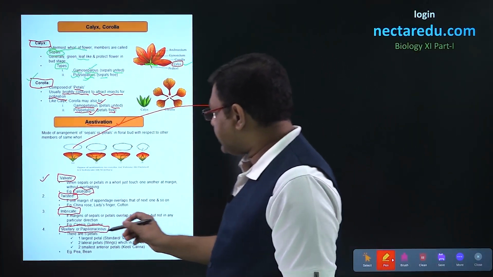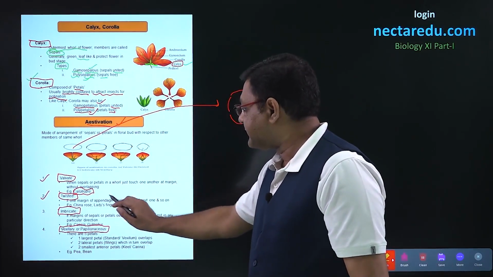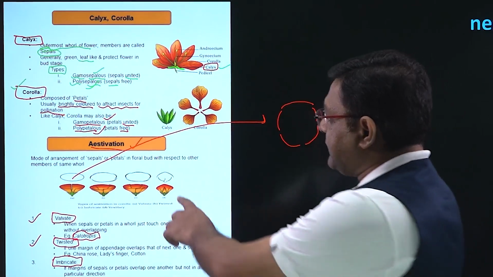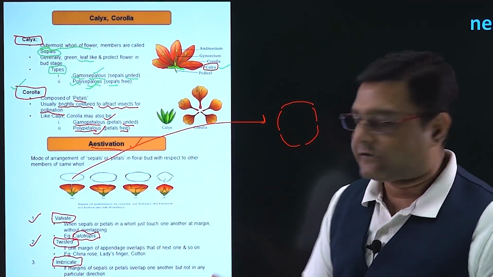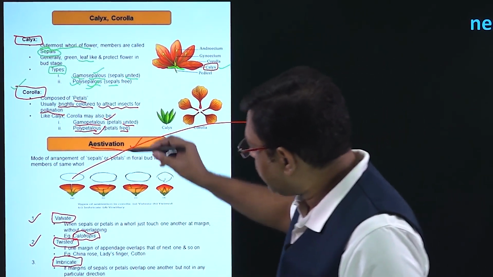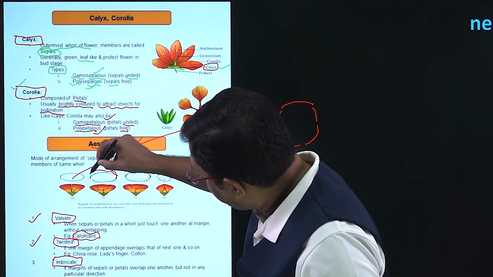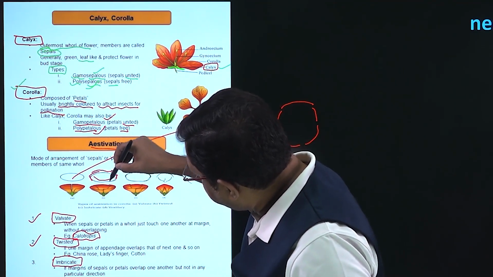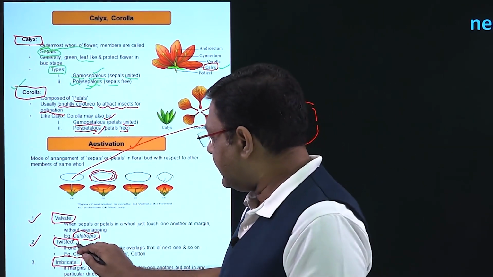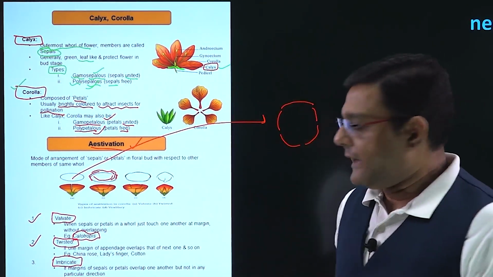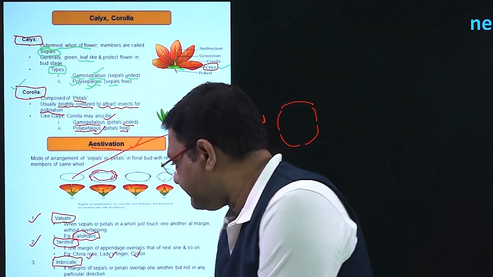The second type of estivation is the twisted one. In the case of twisted estivation, a sepal or petal will just overlap the next one. So, we can see in this particular diagram that this is a sepal or petal, this is a sepal or petal, and alternately they are overlapping one another, and this case is called twisted. Common examples are China rose, lady's finger, and cotton.